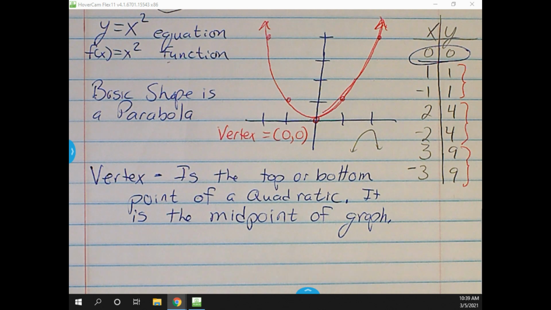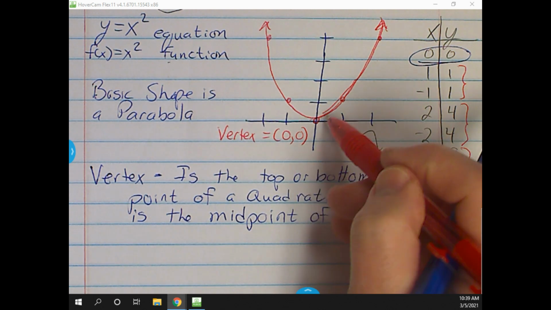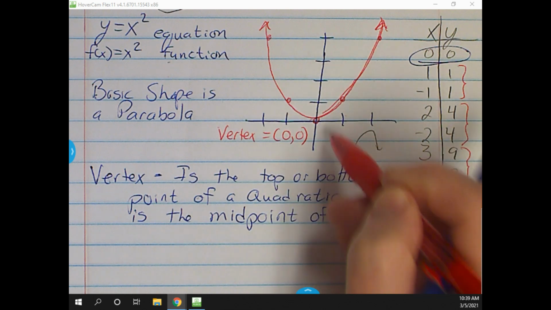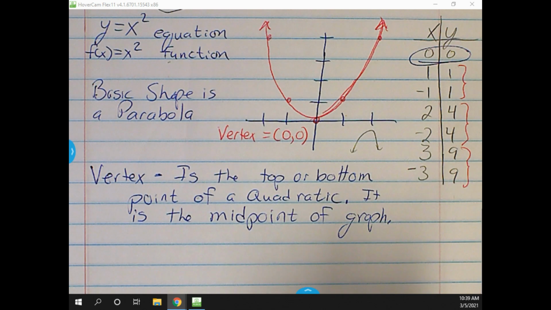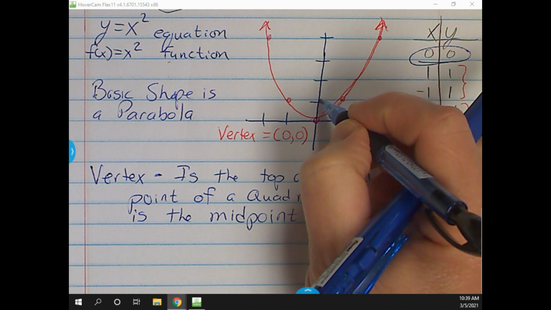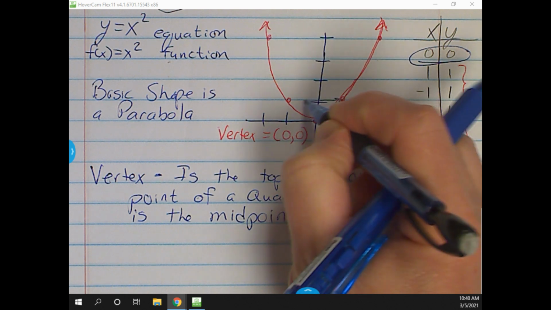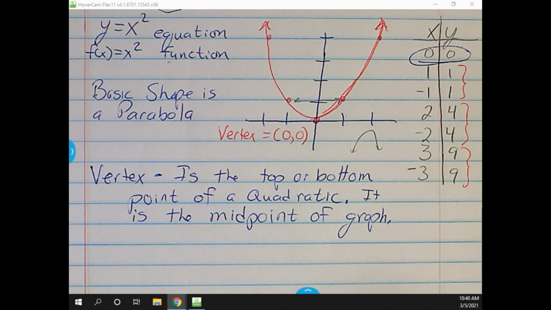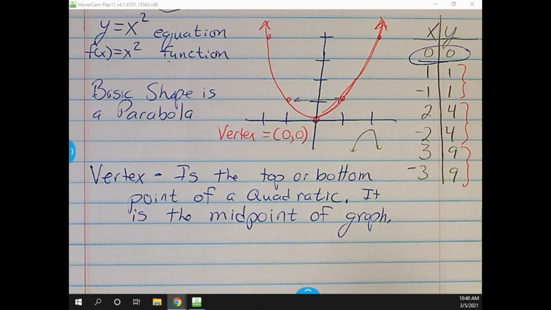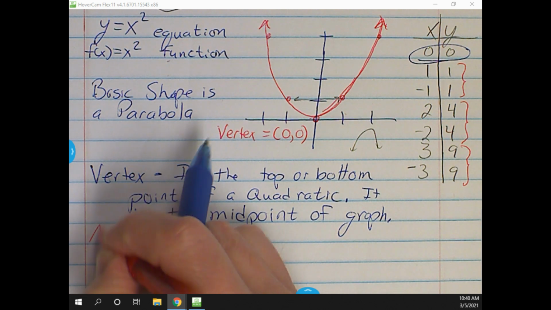So once you get the vertex, it doesn't matter whether you go to the right or to the left, everything's going to be equally spaced out. And that's kind of what this is saying, that if we go one space this way or one space this way, it's the same distance apart when we go for this part of it. Okay, and that's the next thing we're talking about here, which is the axis of symmetry.